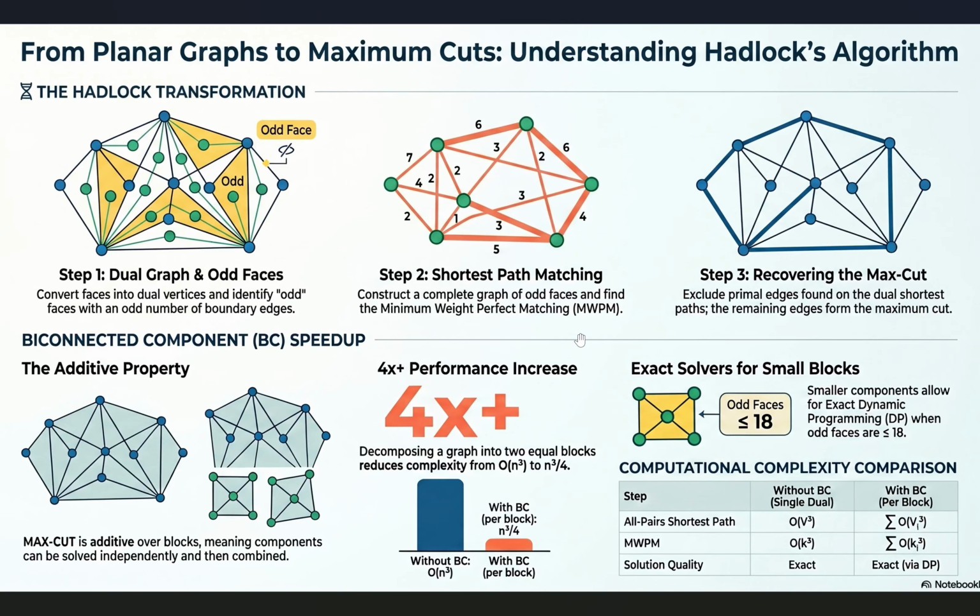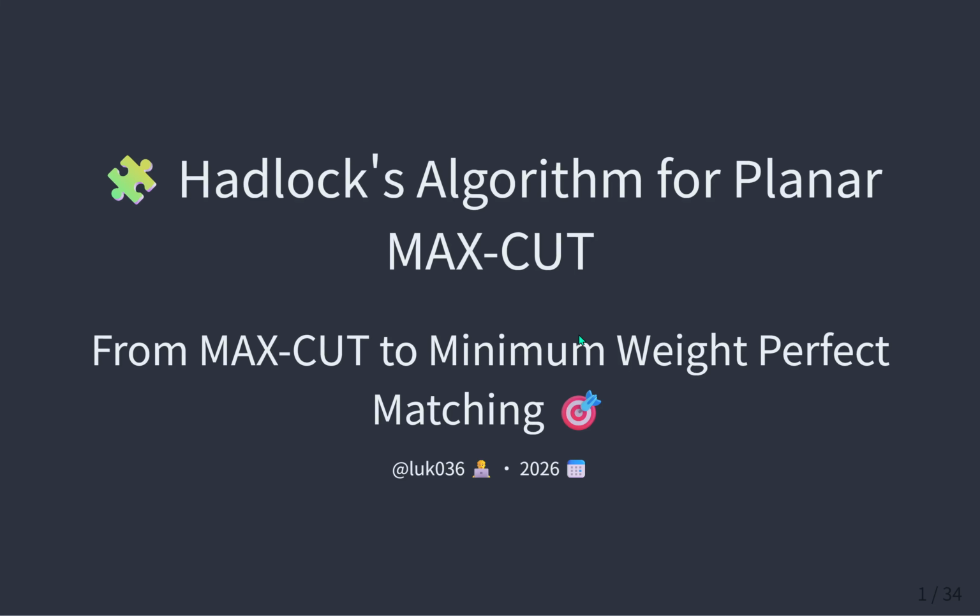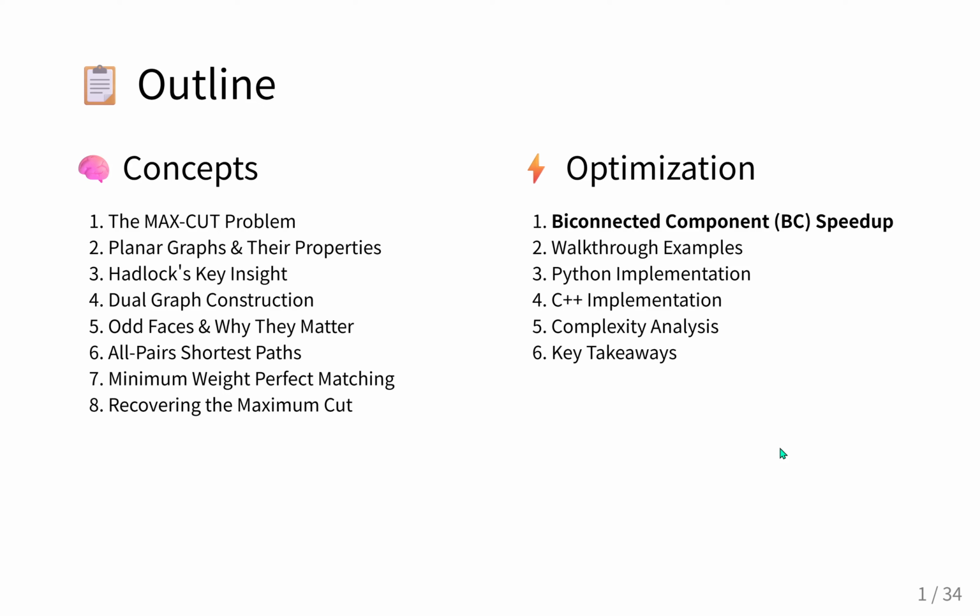We are exploring a fascinating 2026 presentation by a researcher named Luck036. It's titled Hadlock's Algorithm for Planar Maxcut and MWPM Optimization. Quite a mouthful. But we're going to unpack this brilliant mathematical breakthrough from 1975 that took a famously impossible problem and found a cheat code to solve it. And then we'll get into a modern optimization that takes this 1975 logic and makes it run at absolute lightning speed.